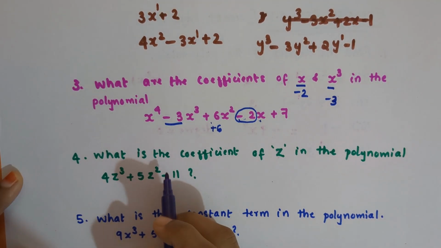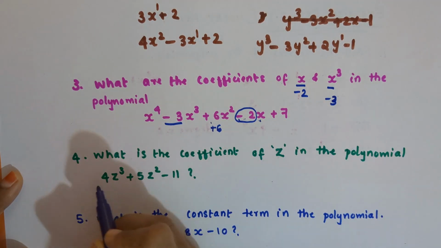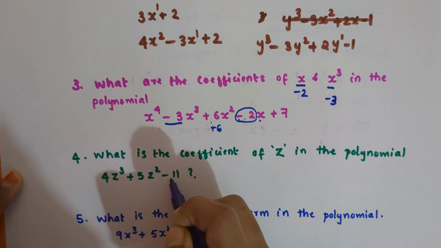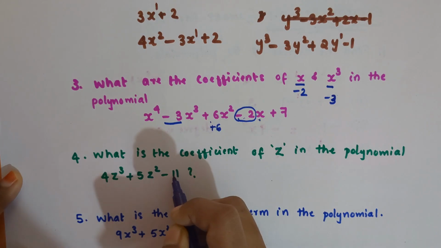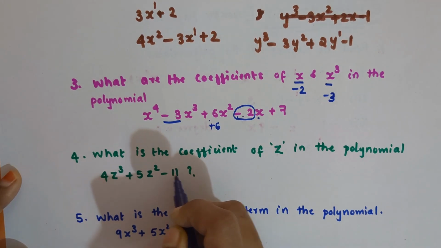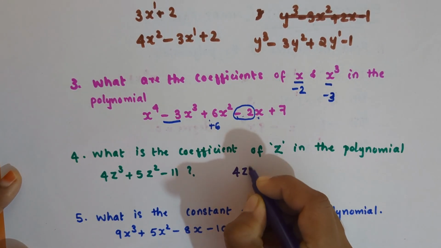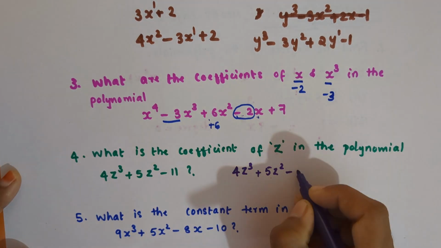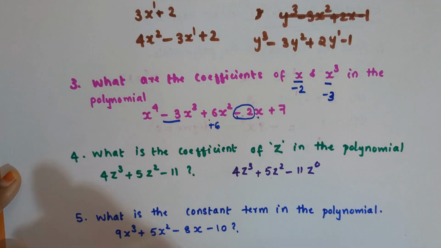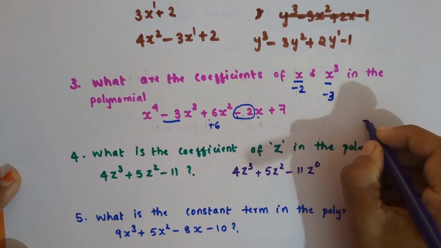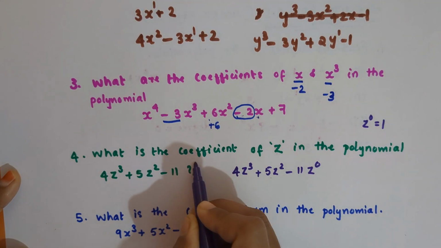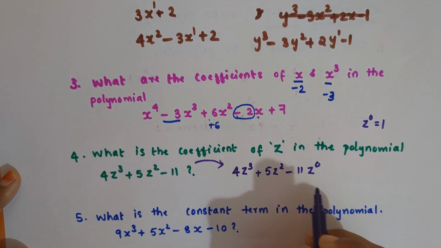Now the fourth question, what is the coefficient of z in the polynomial 4z cube plus 5z square minus 11? So we want to write the coefficient of z in this polynomial. You see, actually there is no z directly present in this polynomial, but you can rewrite it as 4z cube plus 5z square minus 11 into z raised to 0, because any value raised to 0 is 1. So z raised to 0 is actually equal to 1. 1 into minus 11 is minus 11. So this can be rewritten like this.